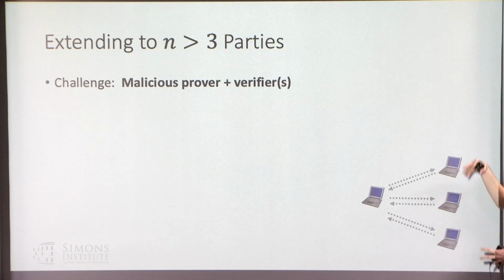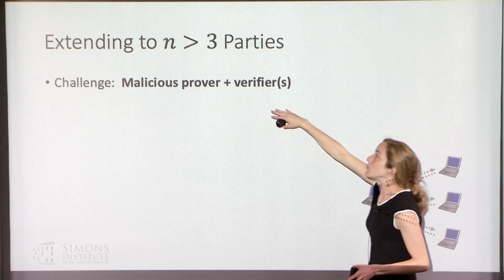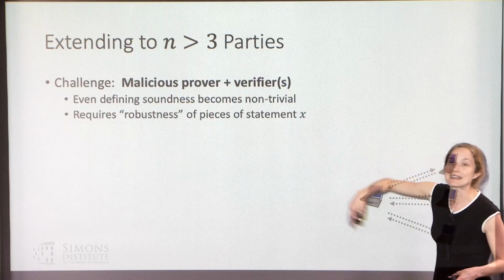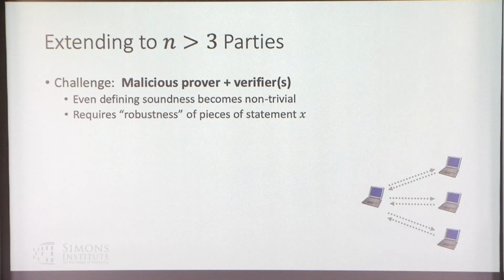But if you have more parties, and in particular more corruptions, you can have the case, for example, where a malicious prover and verifier could be colluding with each other. And here, it really opens up a lot of interesting questions. Even, for example, defining soundness becomes a little bit tricky. And in order to achieve it, this requires that whatever the statement is, it is somehow robustly encoded across the different verifiers.